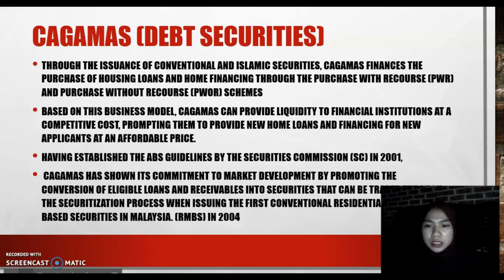Having established the ABS guideline by the Securities Commission in 2001, Cagamas has shown its commitment to market development by promoting the conversion of eligible loans and receivables into securities that can be traded through the securitization process, when issuing the first conventional residential mortgage-backed security in Malaysia.